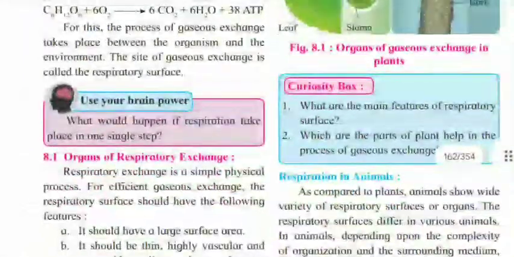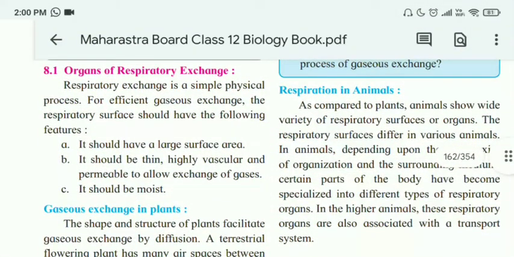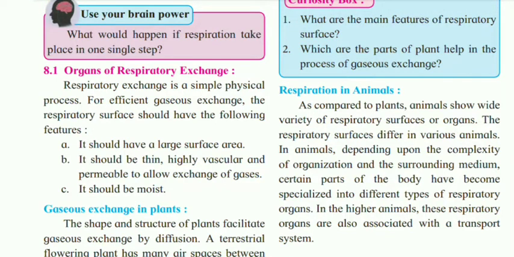Now, let's see respiration in animals. As compared to plants, animals show a wide variety of respiratory surfaces or organs. The respiratory surfaces differ in various animals. In animals, depending upon the complexity of organization and the surrounding medium, certain parts of the body have become specialized into different types of respiratory organs. In the higher animals, these respiratory organs are also associated with a transport system.